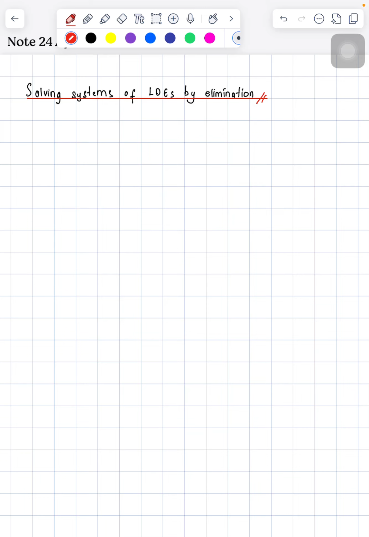Assalamualaikum warahmatullahi wabarakatuh. Now we come to the last part of chapter 2, which is solving system of linear differential equations by elimination.